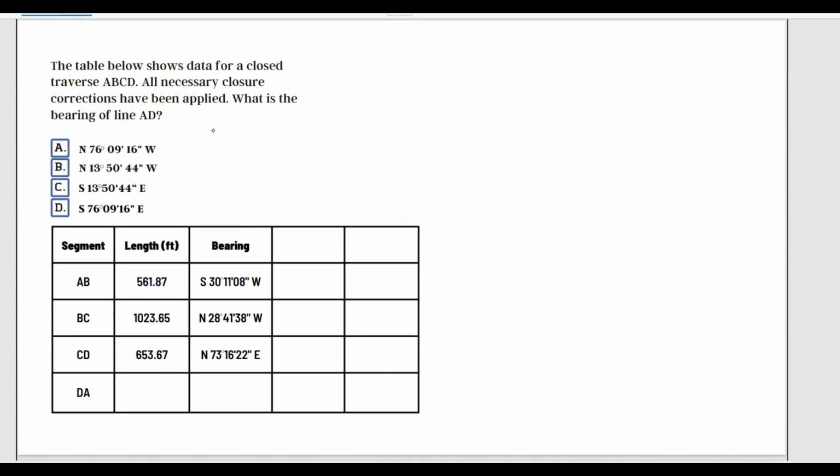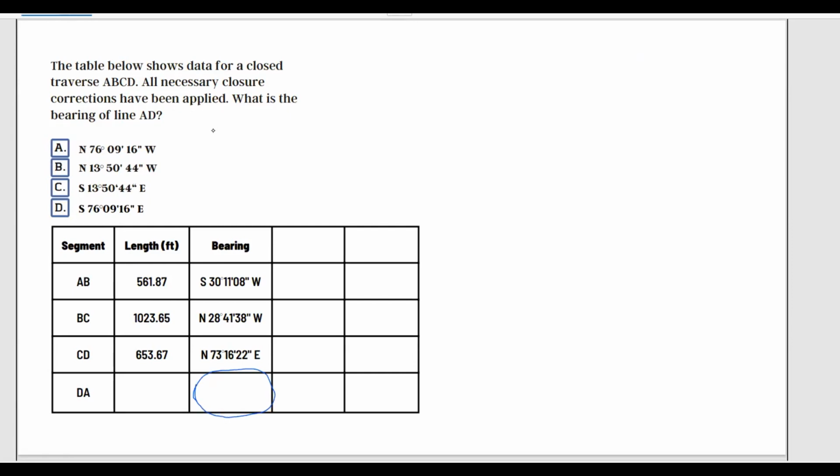The table below shows data for a closed traverse ABCD. All necessary closure corrections have been applied. What is the bearing of line AD? All right. Let's see how we're going to approach this. So we have the bearing, we have the length. We have to calculate the bearing of line AD. So we need to calculate this information over here.